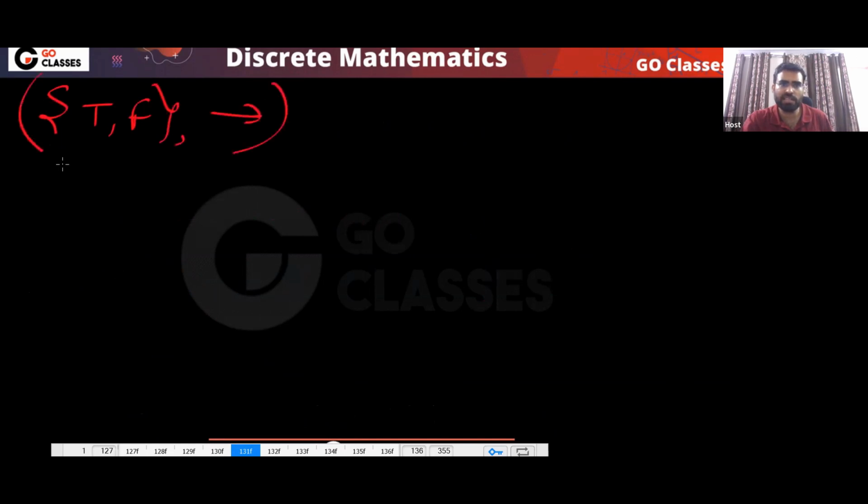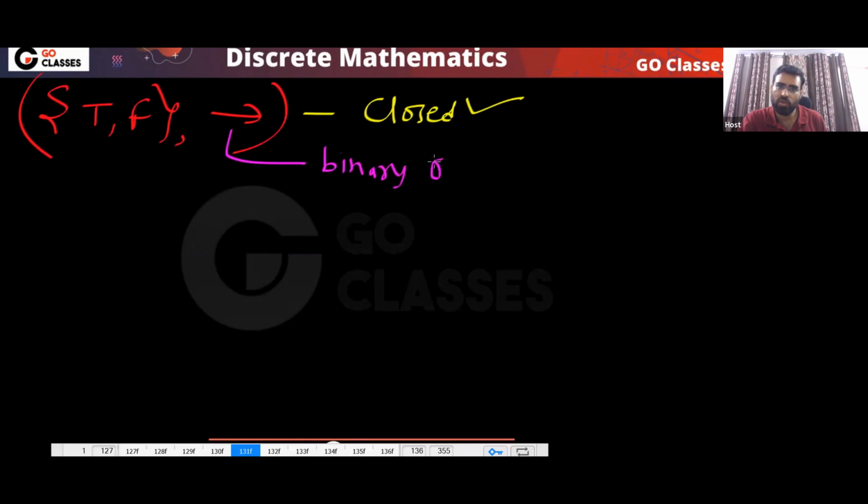Let's take this implication. Now you can notice one thing: is this closed? Can I say this is closed? Yes, this is closed, right? Can anyone tell me why this is closed? Because this is a binary operation on true comma false.